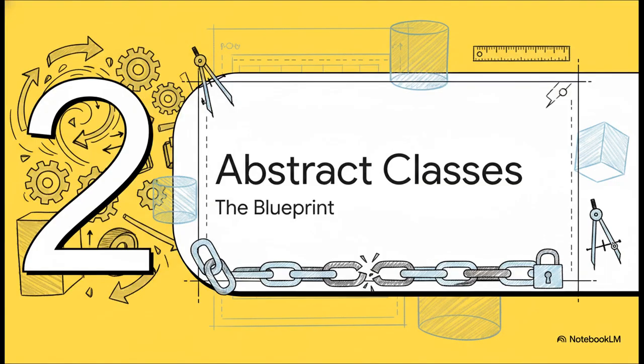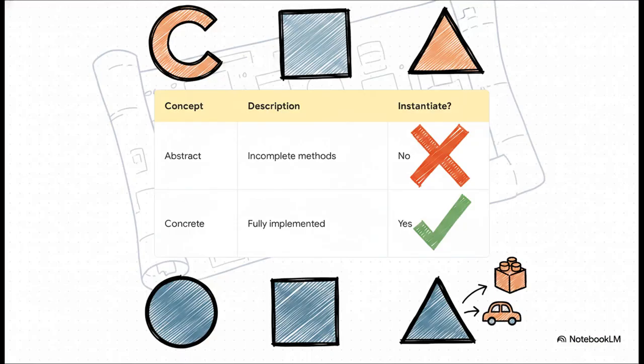Moving on to Section 2. Abstract classes, the blueprint. Think of an abstract class as a blueprint. It's basically a template that contains incomplete methods. Methods that say what should happen, but they don't actually provide the code for how it happens. And because it's incomplete, you cannot instantiate it. You literally cannot create a direct object from an abstract class.